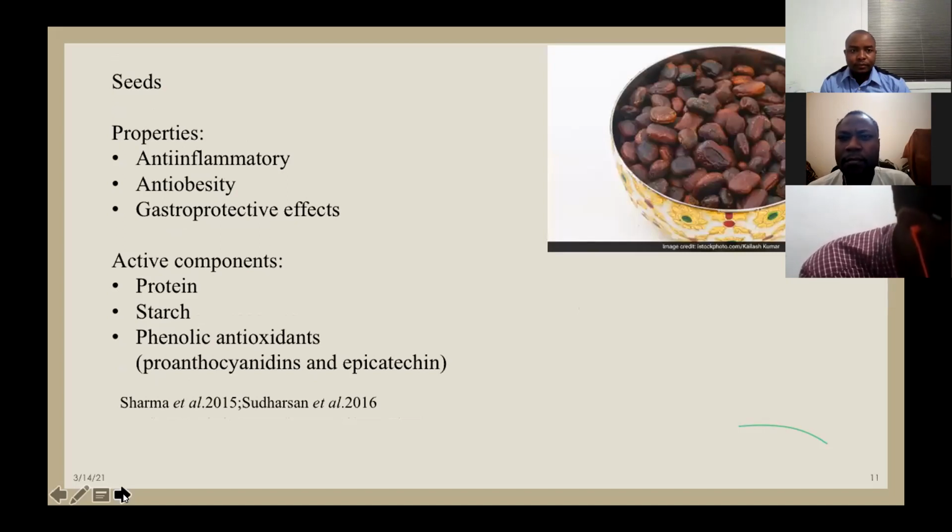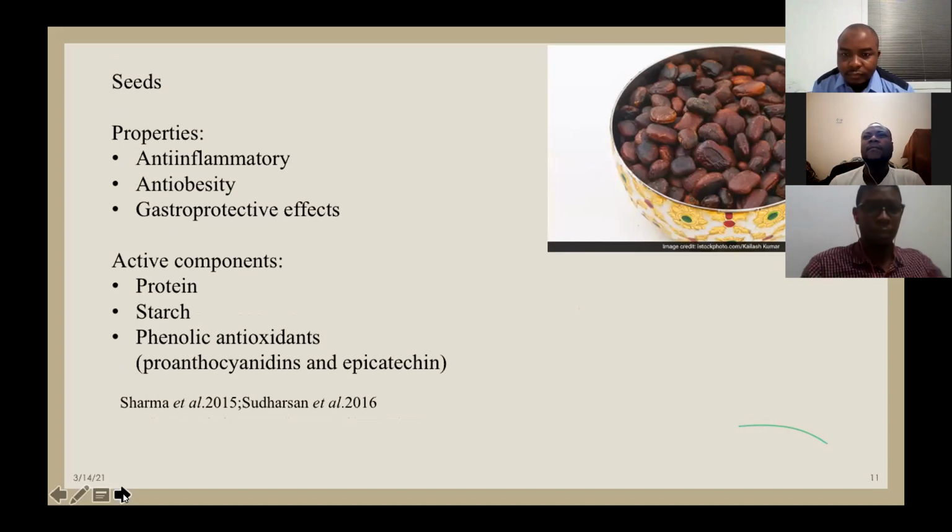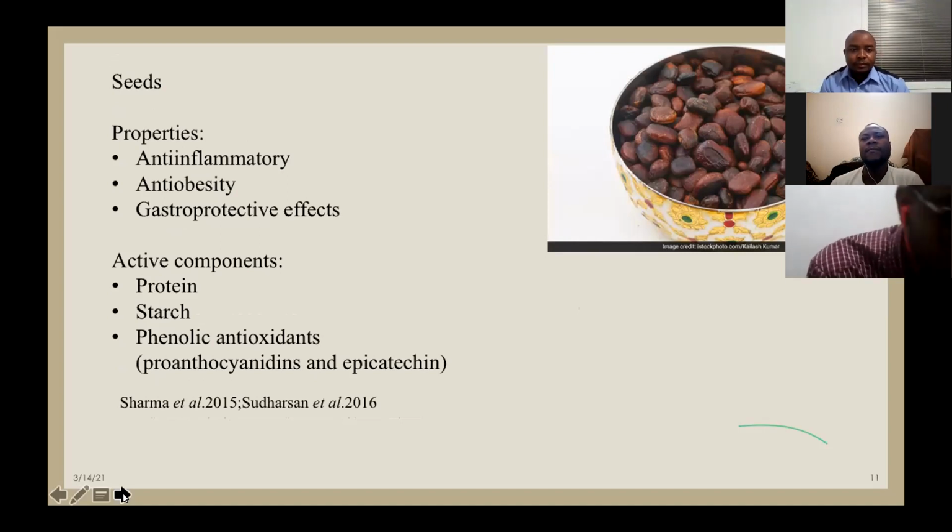Finally, the seeds of the plant are said to possess anti-inflammatory as well as anti-obesity properties. And it is also found to confer protection on the GIT. The active components found here include protein, starch, and phenols.